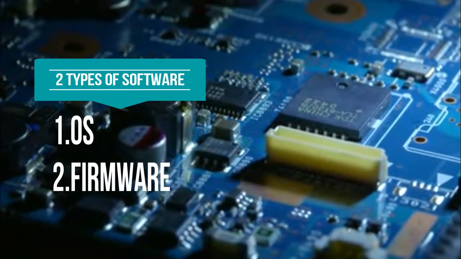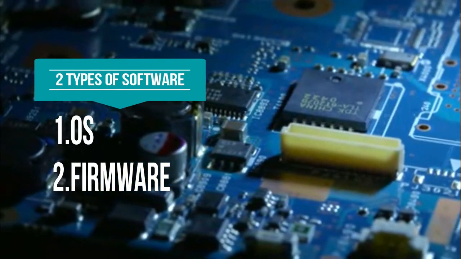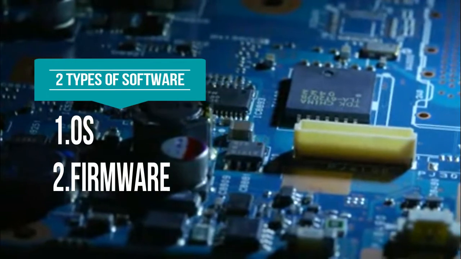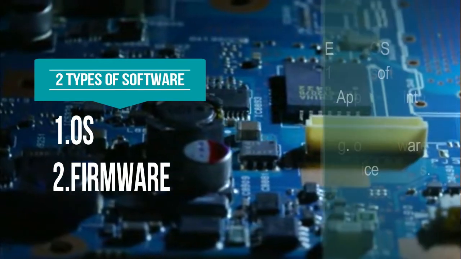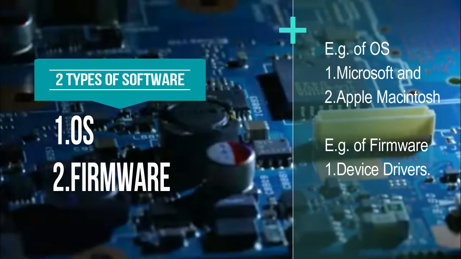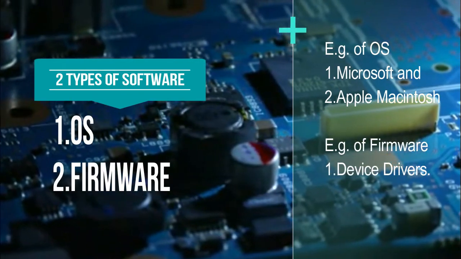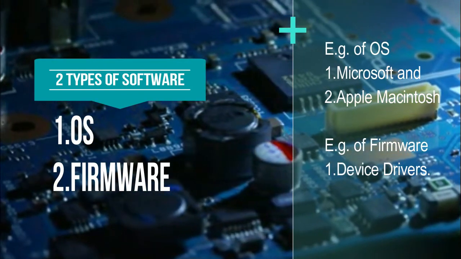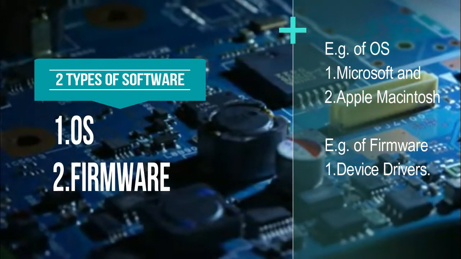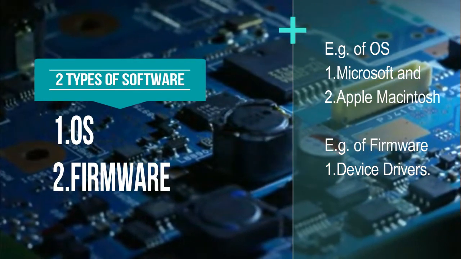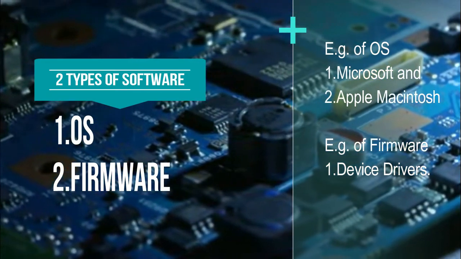OS is a collection of several small programs that manages interaction between the user and the computer hardware. Microsoft Windows, Apple Macintosh are examples of operating systems, whereas firmware is used to operate a specific electronic device. Device drivers are an example of firmware.